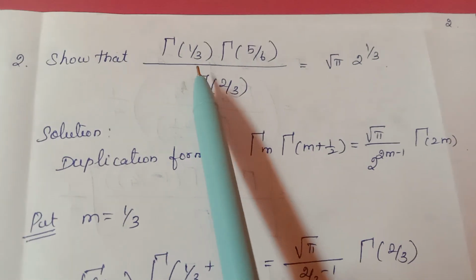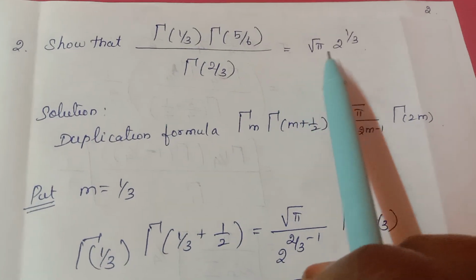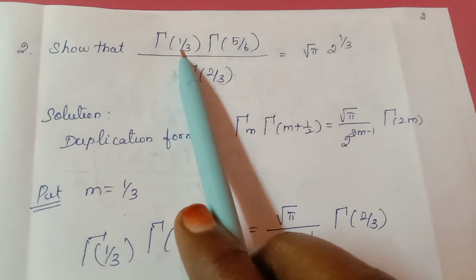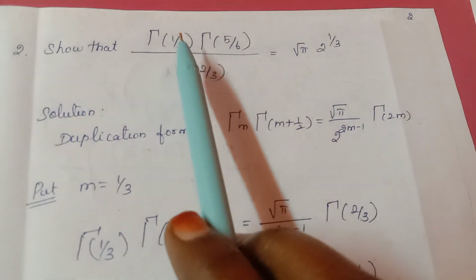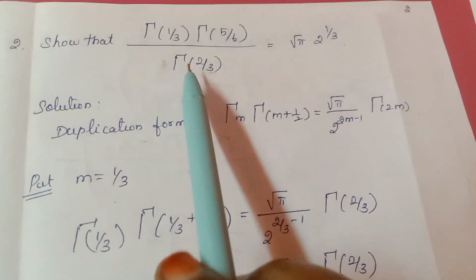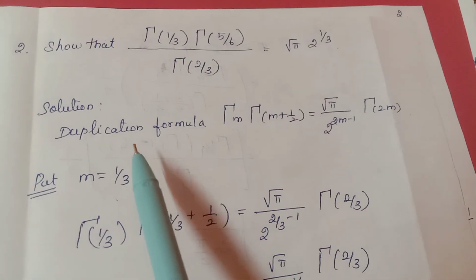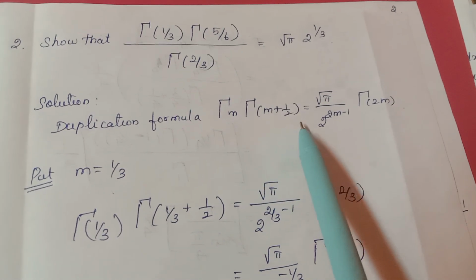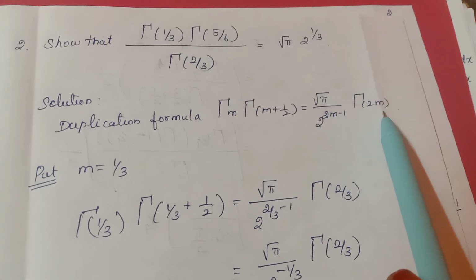Okay, then next problem. Show that gamma of 1 by 3 into gamma of 5 by 6 by gamma of 2 by 3 is equal to root pi into 2 power 1 by 3. See, this one is 1 by 3 and here it is 5 by 6. So 5 by 6 is obtained by adding 1 by 2 to this 1 by 3. When you add 1 by 2 to some number, you can make use of the duplication formula. What is its statement? Gamma of m into gamma of m plus half is equal to root pi by 2 power 2m minus 1 into gamma of 2m.